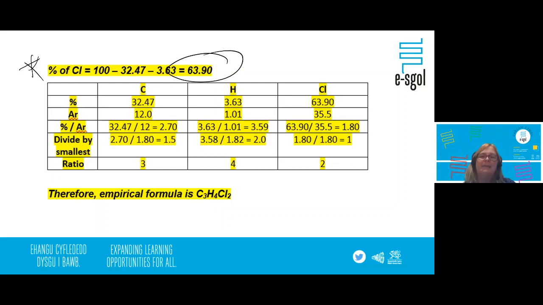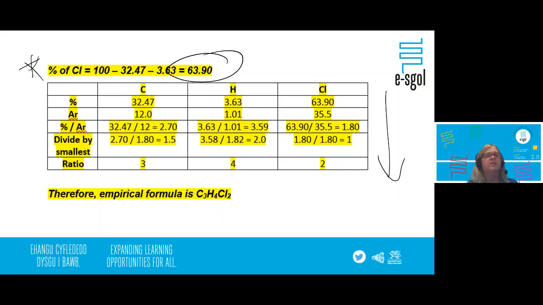This is the classic layout, and I would really, really strongly advise you do not deviate away too much from this classic layout. I would then work out the percentage divided by the AR. So in this case, 32.47 divided by 12, etc. You can see, working your way through.